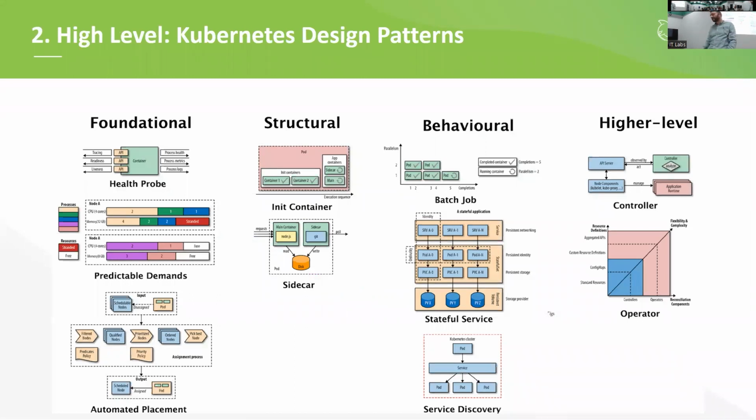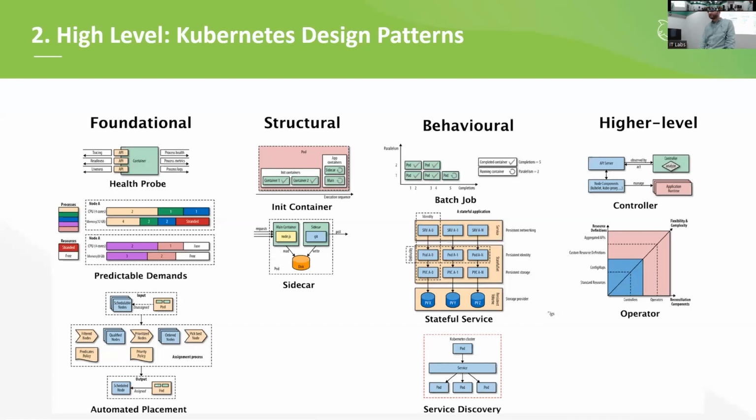This is inspired by the Gang of Four design patterns we have in programming. So we have foundational, structural, behavioral, and higher level design patterns, like groups of design patterns. And when we are designing cloud native applications, we need to take this into consideration and know these patterns, so that we can have better Kubernetes workloads. If you plan to migrate to Kubernetes, I would strongly advise going through this and thinking about your applications and how you are building them, to make a little bit of compromise in order for them to run on Kubernetes better.